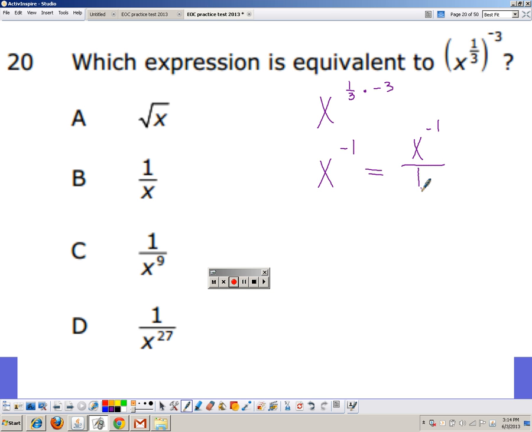We got to move our x to the negative first power. We got to put it on the bottom and remove the negative. That's all the negative sign is telling us, to move it. So we have 1 over x to the first, which is 1 over x.